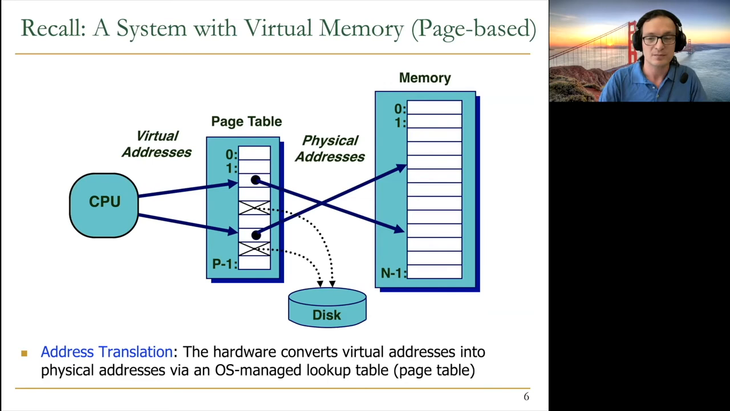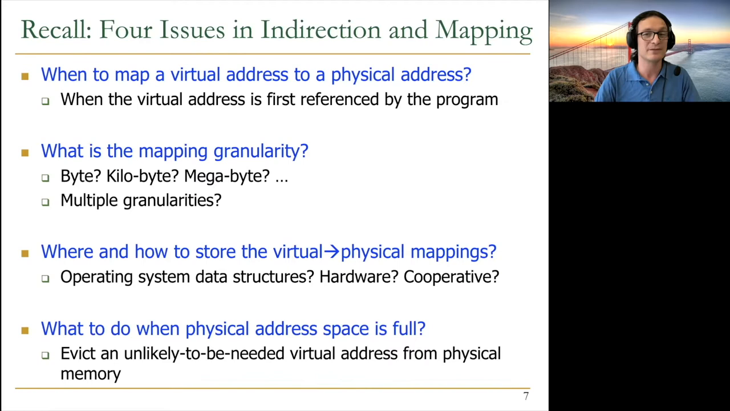Okay, and recall we were discussing four issues in indirection mapping. We discussed actually a bunch of these. When to map a virtual address to a physical address? Usually it's demand-based, but you could do prefetching, which is another idea which we had discussed as well. What is the mapping granularity? We're going to talk a little bit more about that today.